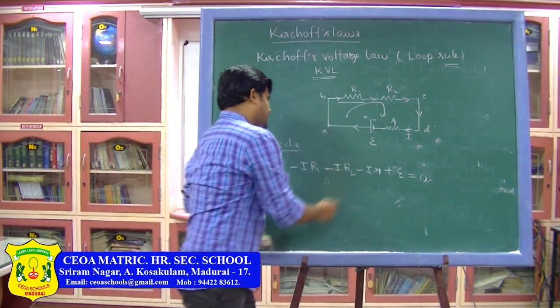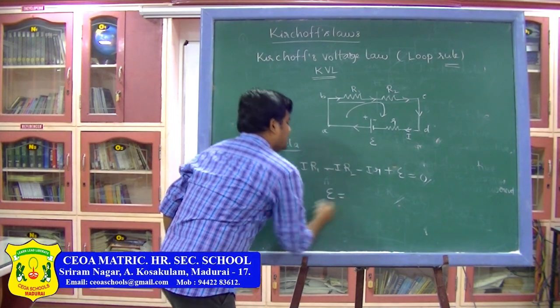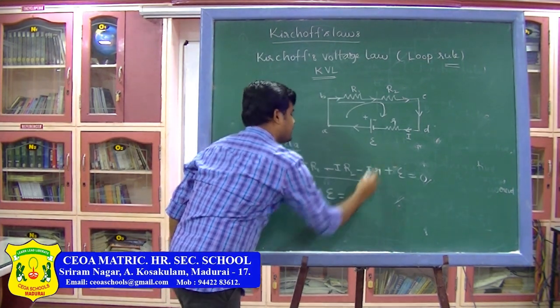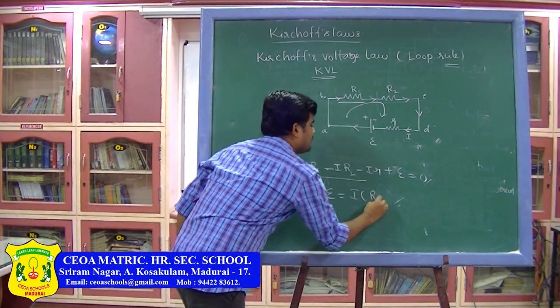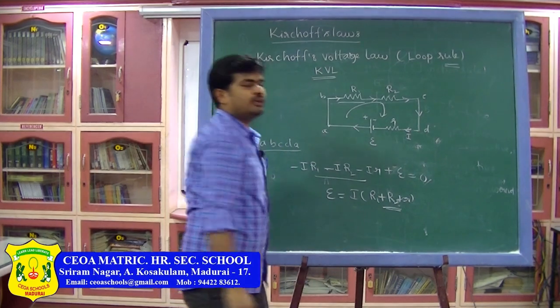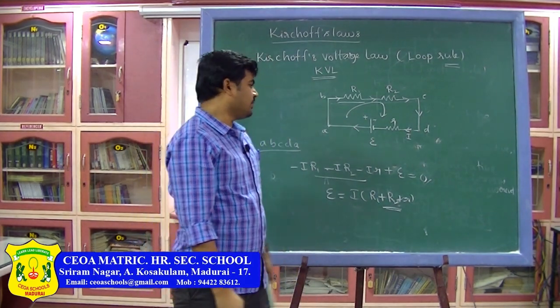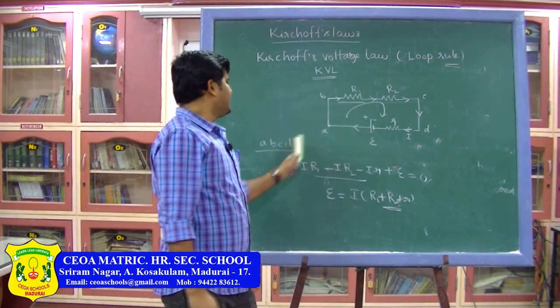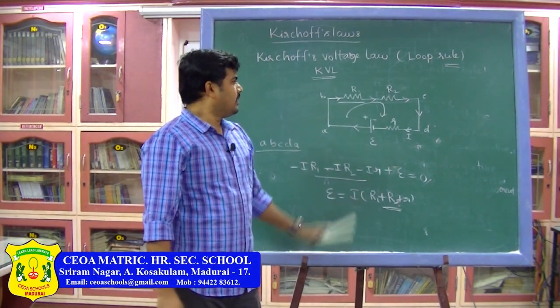Now, you can take this equation as E is equal to, sending all these negative terms to that side, you will get I into R1 plus R2 plus small r. So, from this you can find out the total current in the circuit. That is how we can use Kirchhoff's voltage law for this loop A, B, C, D, A, which I selected in the clockwise direction.